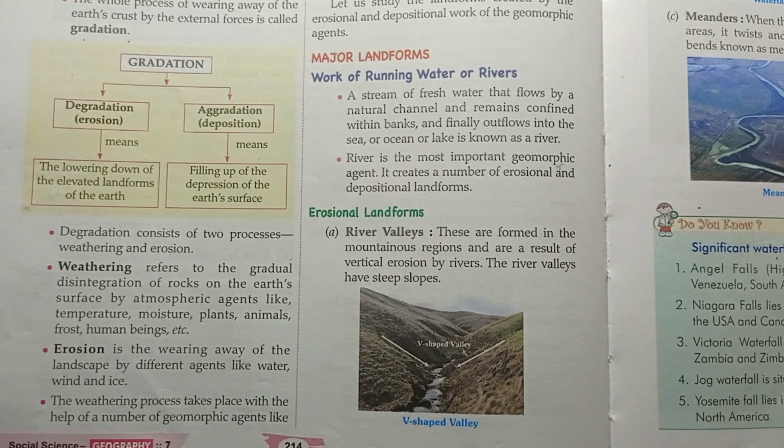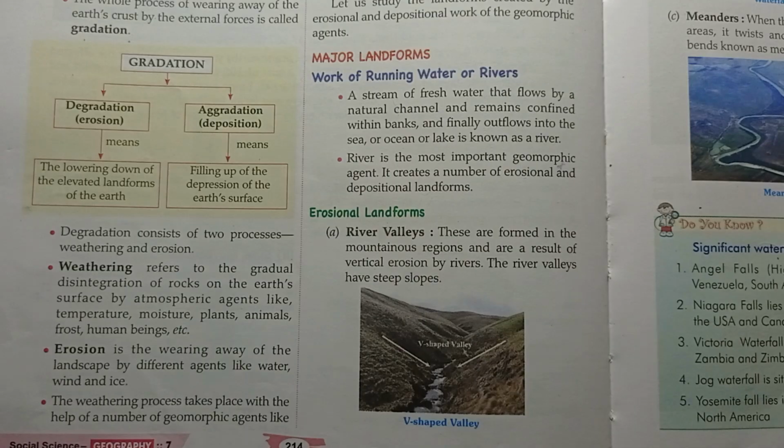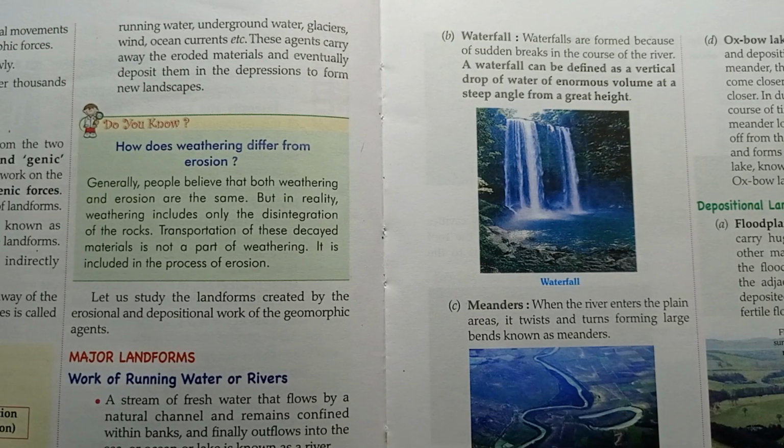First is our river valleys. River valleys are formed in the mountainous regions. Mountainous regions means the areas where many mountains are there, and are a result of vertical erosion by rivers. Vertical erosion means downward erosion. The river valleys have steep slopes. Steep slopes means sharply angled. Second is our waterfall. Waterfalls are formed because of sudden breaks in the course of the river.